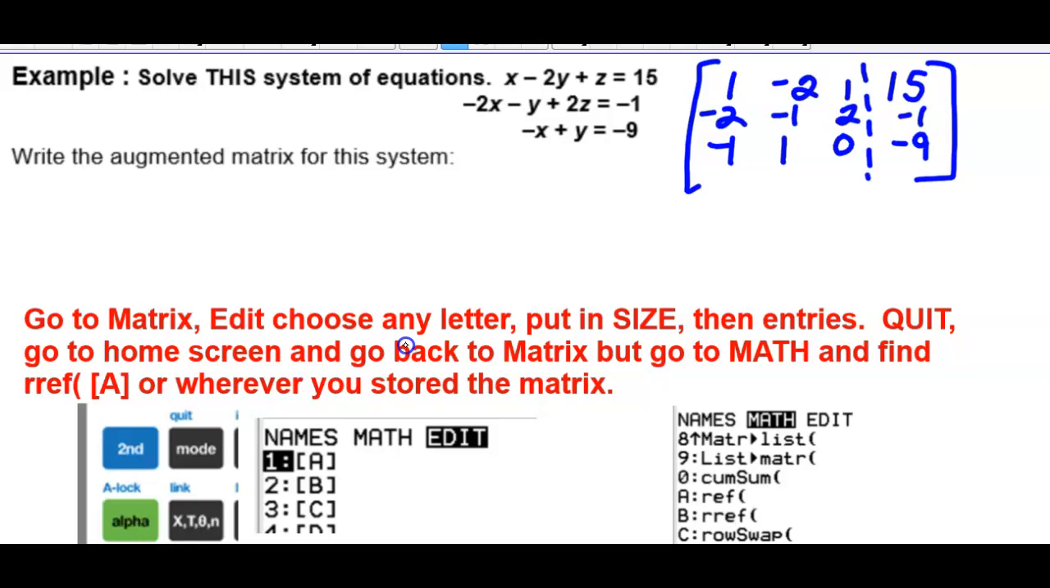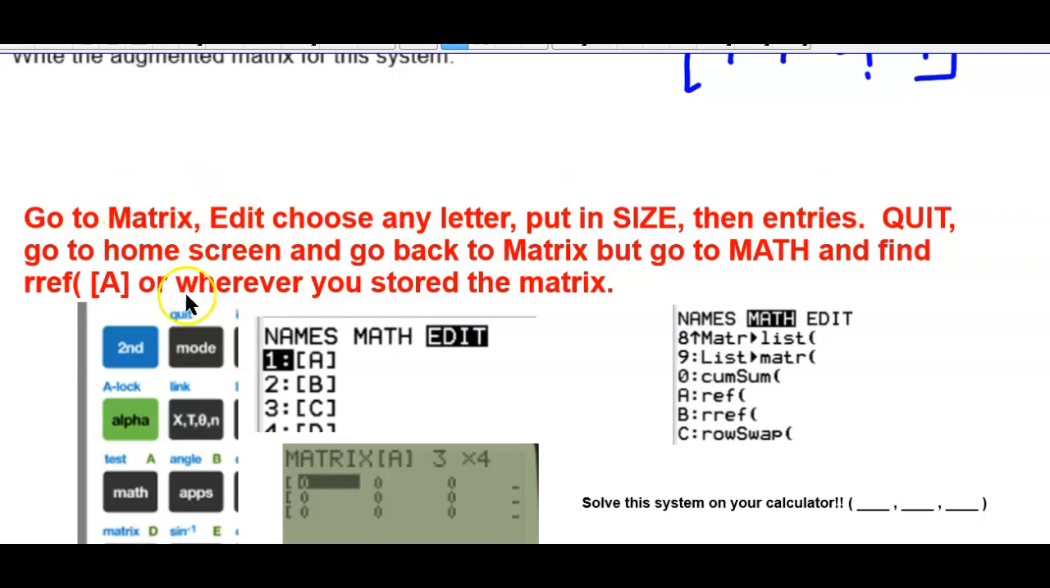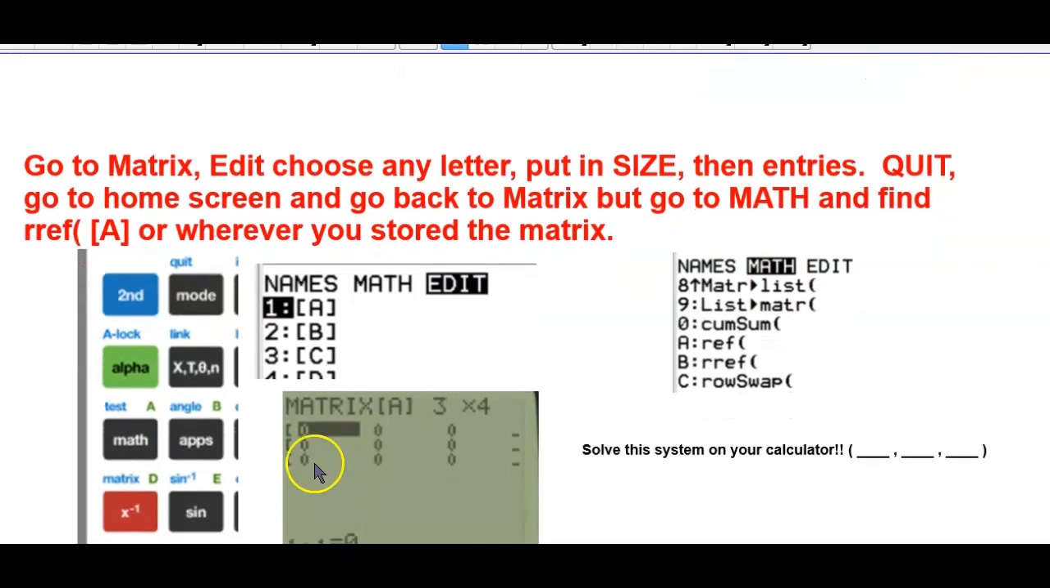Okay, so here's the directions all written out. You go to matrix, which is second and then the key below math, which is the -1 here. Second, then that one. And then you're going to go over to edit, which is 3 to the right. You have to tell it what size. And it might have old numbers in there, but you don't care. You're just going to type right over them. Put in the entries, and then you have to quit, which is up here, second mode, and go to the home screen.